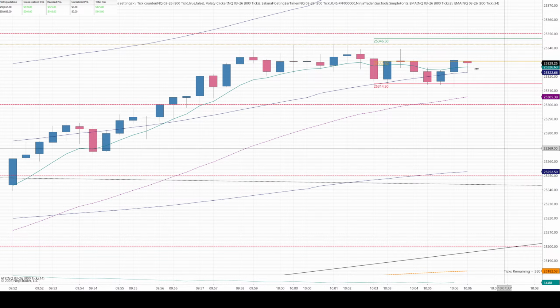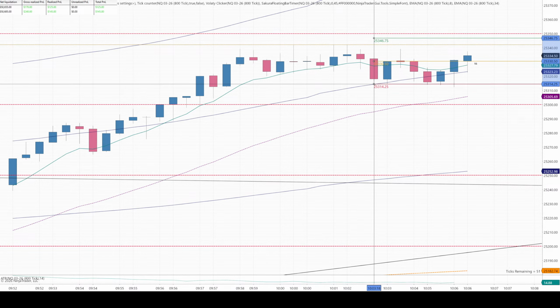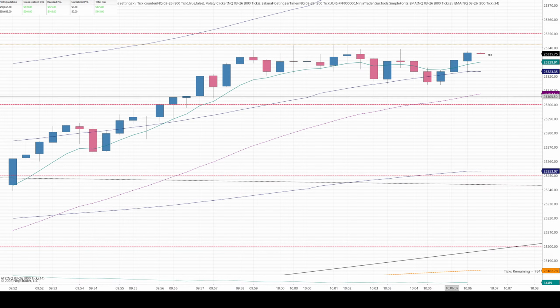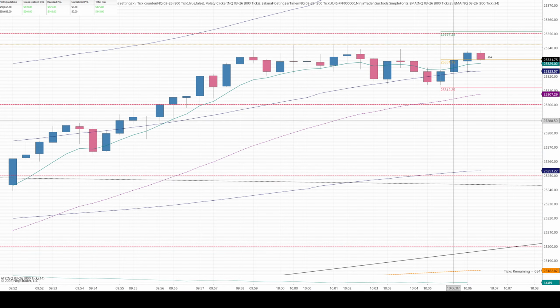I don't like this area for either direction, so I think I'm just gonna wait until we clear this trading range. So we got a fresh bullish trigger here. Yeah, I'm in profit. We climbed out of that hole right before my NinjaTrader froze.